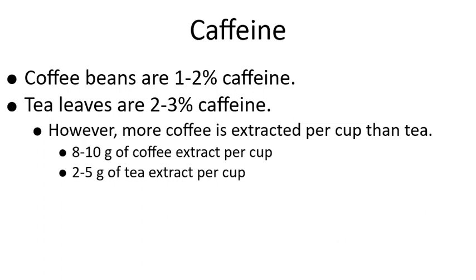So how much caffeine is in coffee or tea? Coffee beans are 1 to 2% caffeine by mass, while tea leaves are slightly higher at 2 to 3%. However, a higher proportion of the coffee grounds are extracted as compared to the tea leaf, so coffee has 8 to 10 grams of coffee extract per cup, while tea has 2 to 5 grams of tea extract per cup. Note, however, that these masses are for all of the compounds extracted from the coffee grounds or tea leaves, not just the mass of caffeine. The end result, however, is that a typical cup of coffee contains more caffeine than the typical cup of tea, although this will depend upon how exactly each drink is prepared.